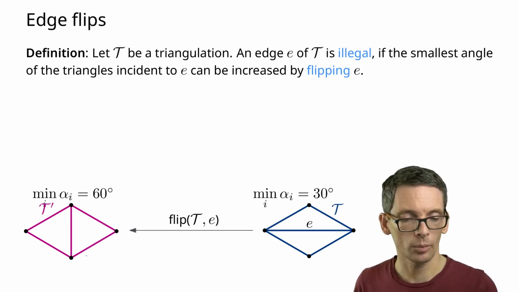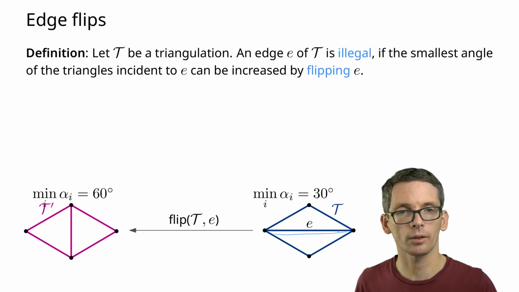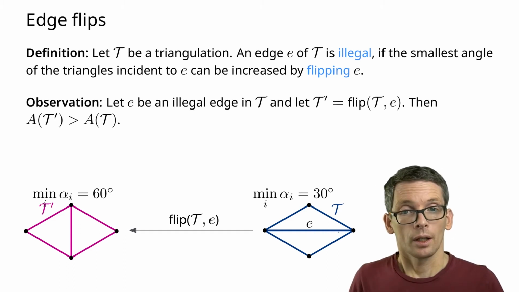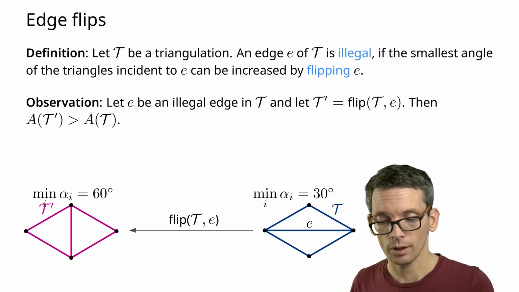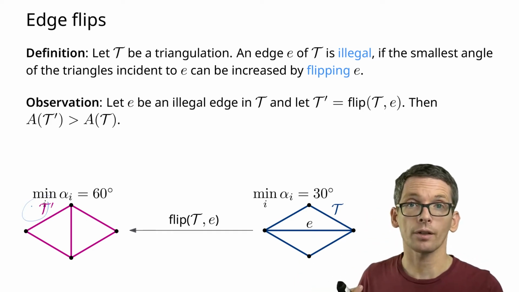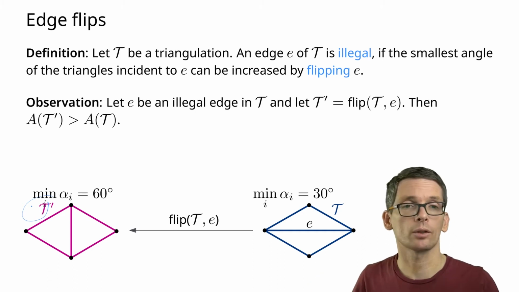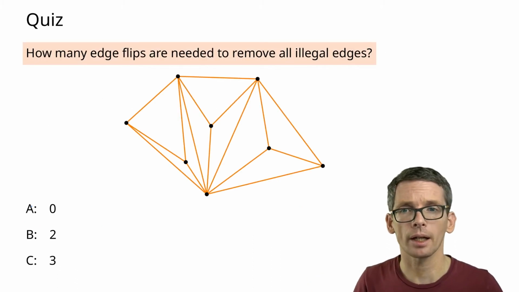So this edge would be illegal. If I want to have an angle optimal triangulation, I would want to flip that edge. If I flip an illegal edge, it also means that after flipping, the angle vector will have improved, or will have increased in terms of the lexicographical order. Okay, so let's look at this by an example.